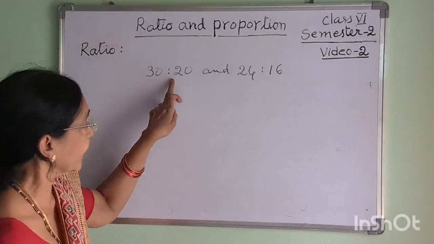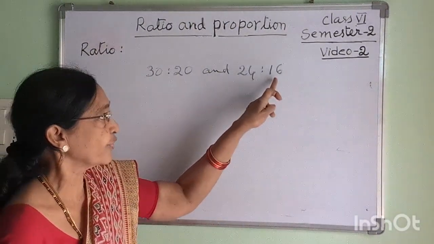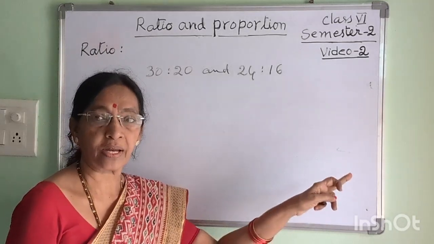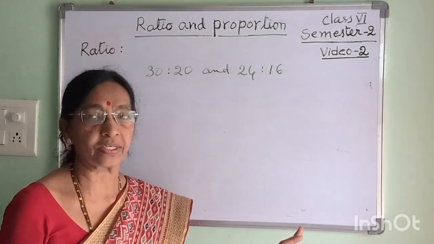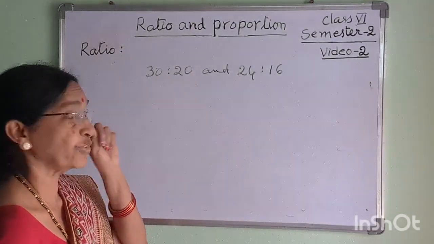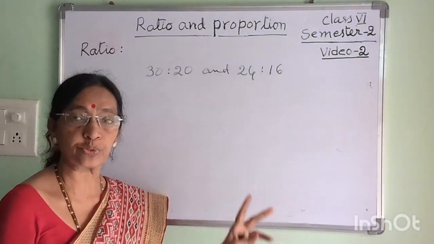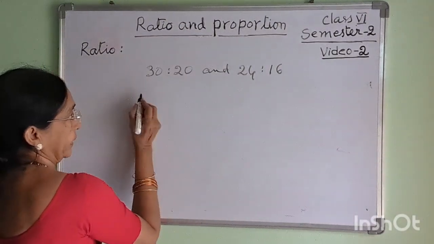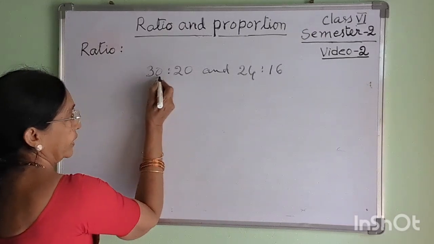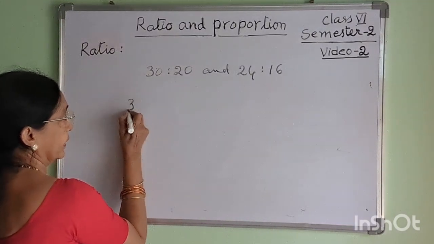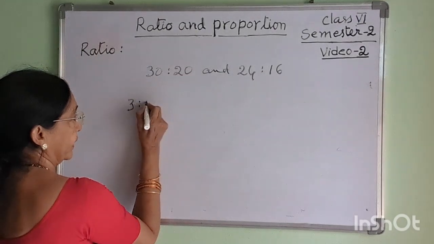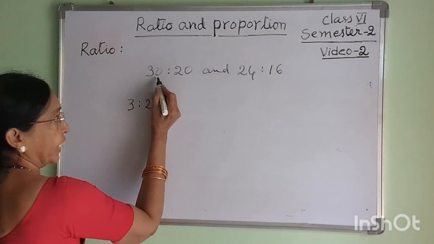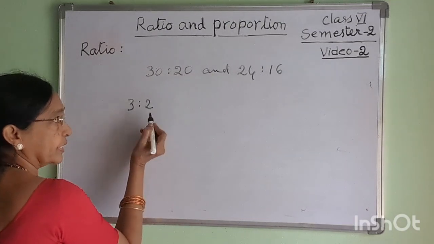Find the ratios of 30:20 and 24:16 in their lowest terms and check whether they are equivalent ratios or not. So first we will reduce both the ratios to their lowest terms. 30 by 20. Both are divisible by 10. If we divide these two by 10, we get 3 and 2. So the lowest form of 30:20 is 3:2.